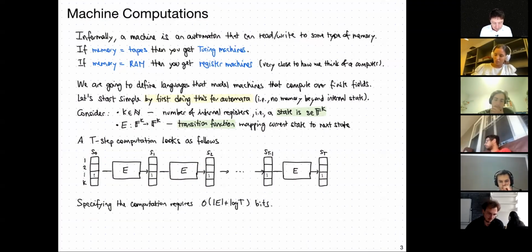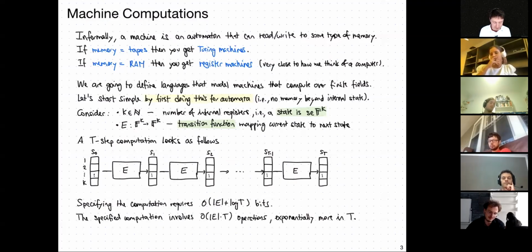So specifying this computation requires giving me the transition function, which will cost you size of e, plus some time bound that tells me how many steps I want to take. And specifying the time bound is like t bits. So an integer t, which requires log t bits to represent, right? However, the specified computation involves t times size of e operations, which is exponentially more than that, right?